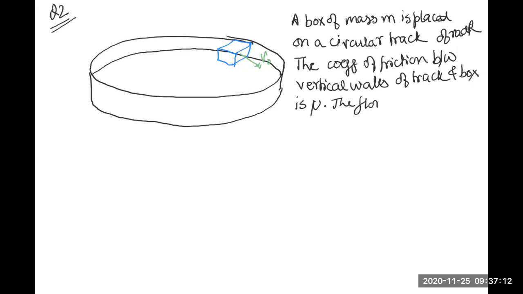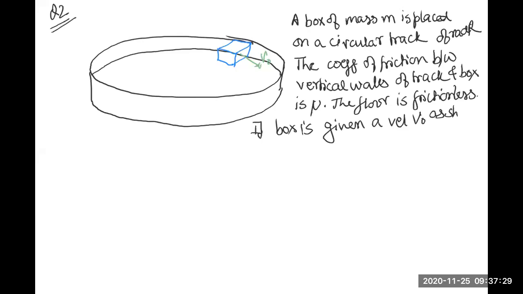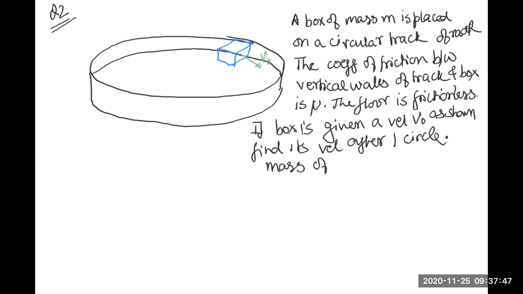The floor is frictionless. If the box is given a velocity v naught as shown, find its velocity after one circle. Mass of box. Right? I hope this is clear.